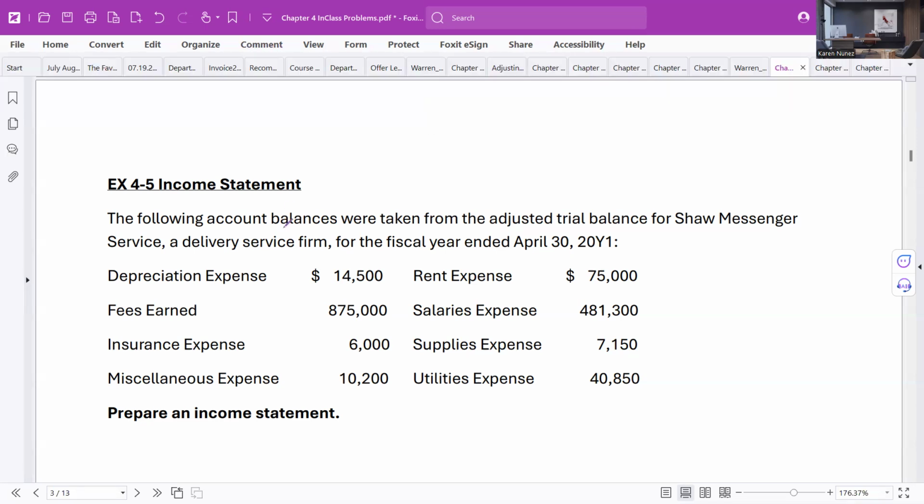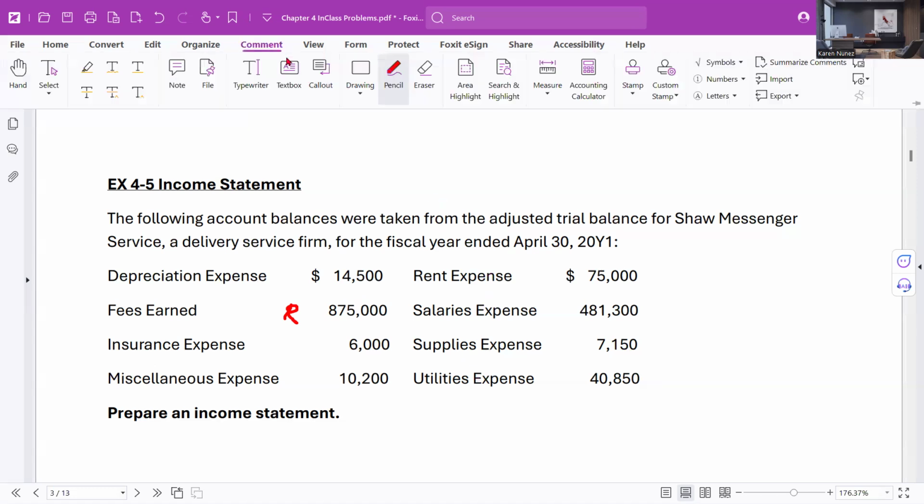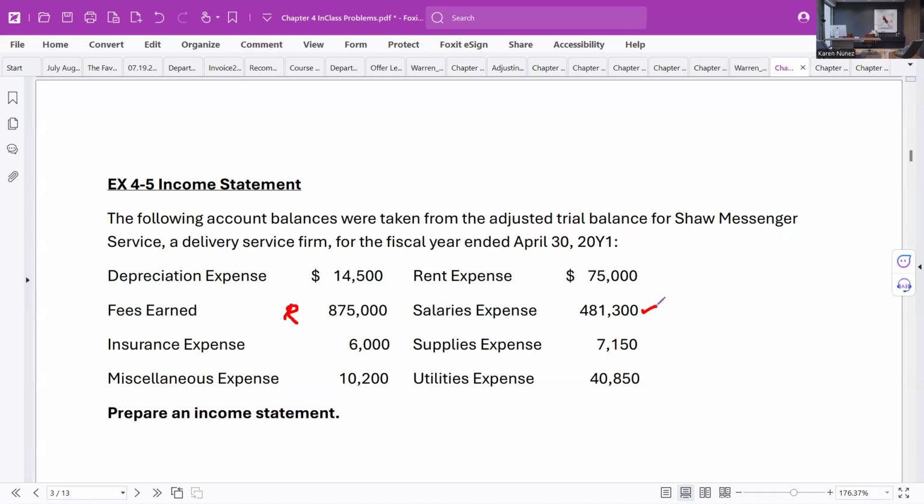So again, you want to make sure that you can identify the revenue. And that's pretty easy here, right? It's the fees earned. So this is our revenue. And everything else, those are expenses, right? Depreciation, insurance, miscellaneous, rent, salaries, supplies, utilities, those are all the expenses. So on our income statement, we start with the revenue that we call fees earned and then subtract all the expenses. Now, what order should we use? Typically, we list expenses in order of magnitude. That means start with the largest one and work our way down to the smallest one. The largest expense is salaries right here. That's our starting point. And then we'll move to the next largest expense, which is rent. That's 75. And then we'll keep going in that fashion.